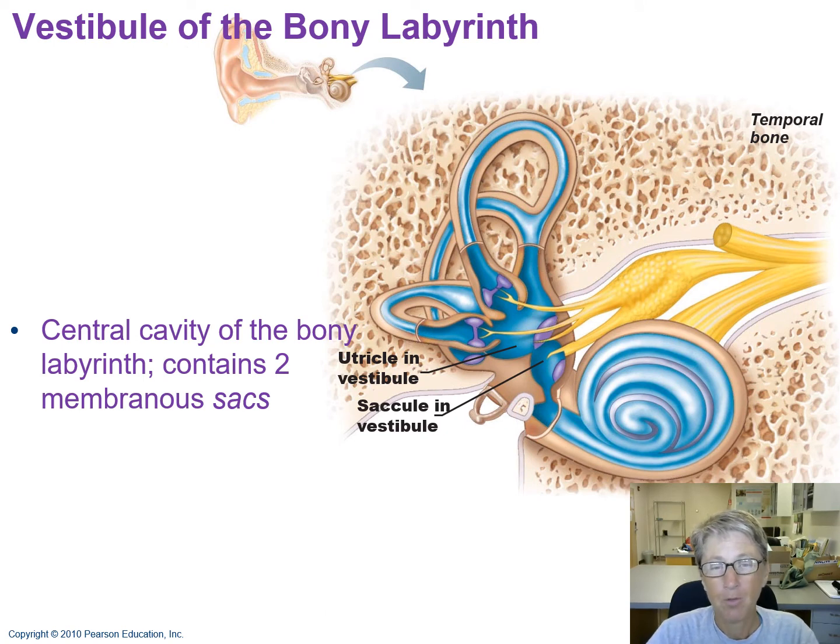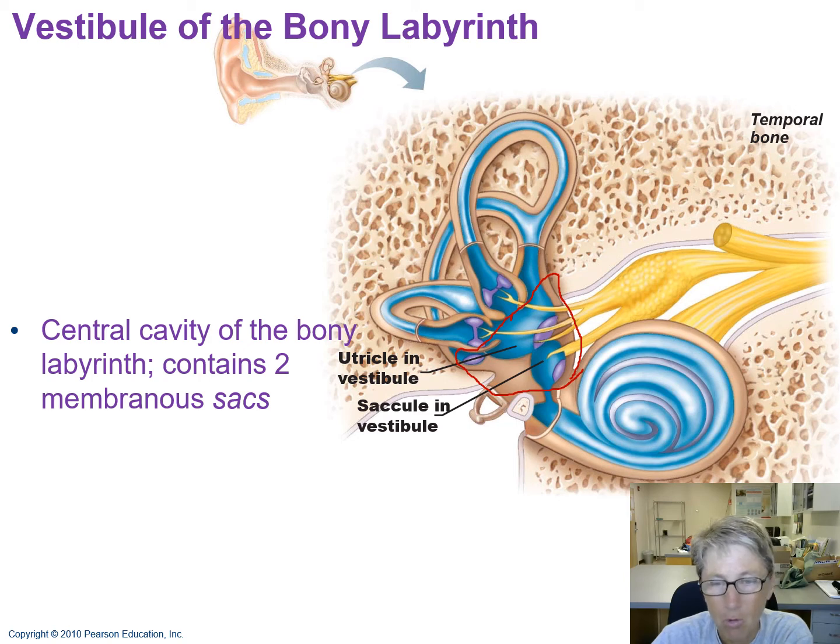Okay, so let's look at the parts of the bony labyrinth. So this, kind of from here, this is the vestibule. A vestibule is just an opening, like houses can have a vestibule. That's where you walk into the open space. So the vestibule of the bony labyrinth is here, and it's kind of a central cavity.